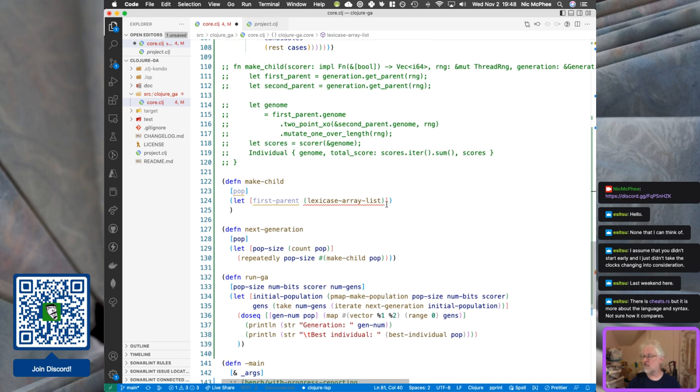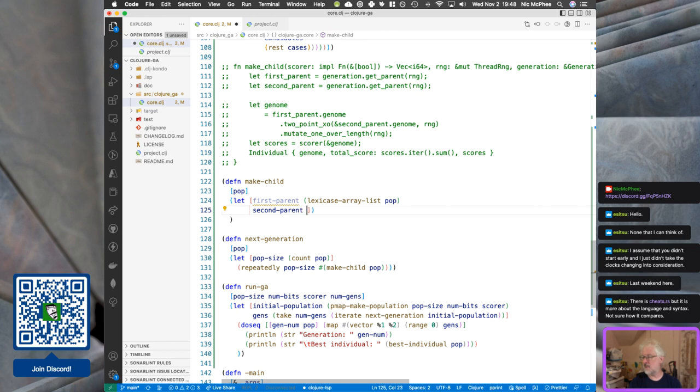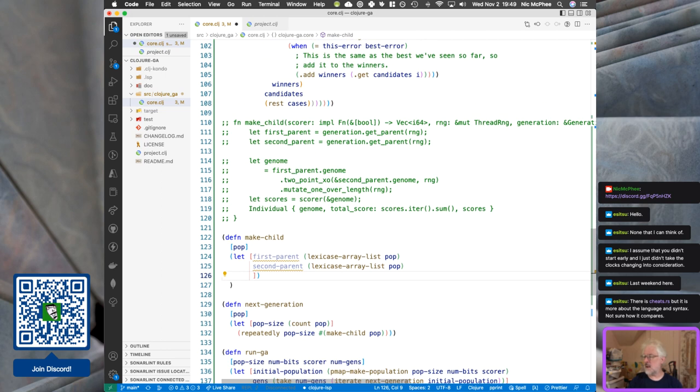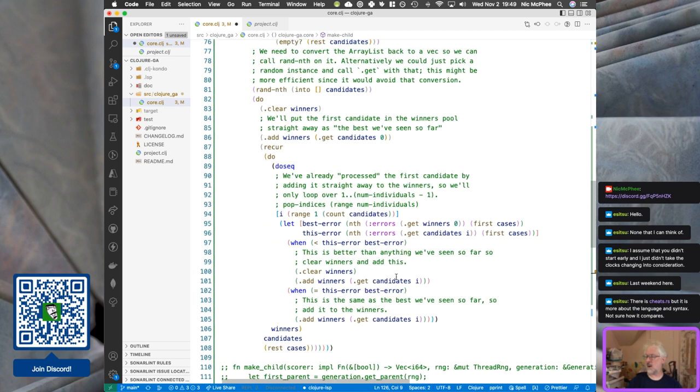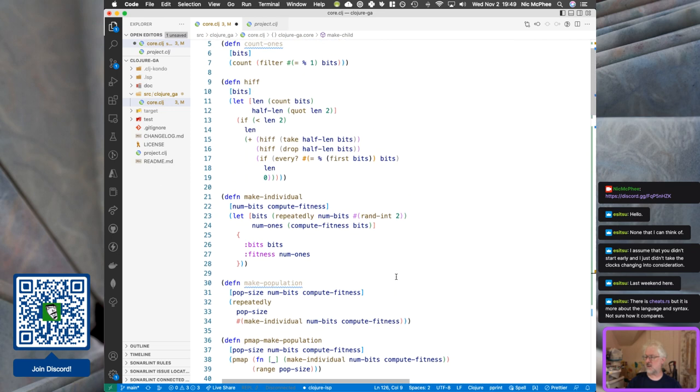Let's see, where were we? Here we go. Lexicase array list, and that takes the population. It's going to give us a parent, second parent, lexicase array list of pop. Now, we want to mutate the result of crossing over the genomes. And then we're going to have to score everything. And that'll be swell. Now, up here, I must have something that makes an individual.